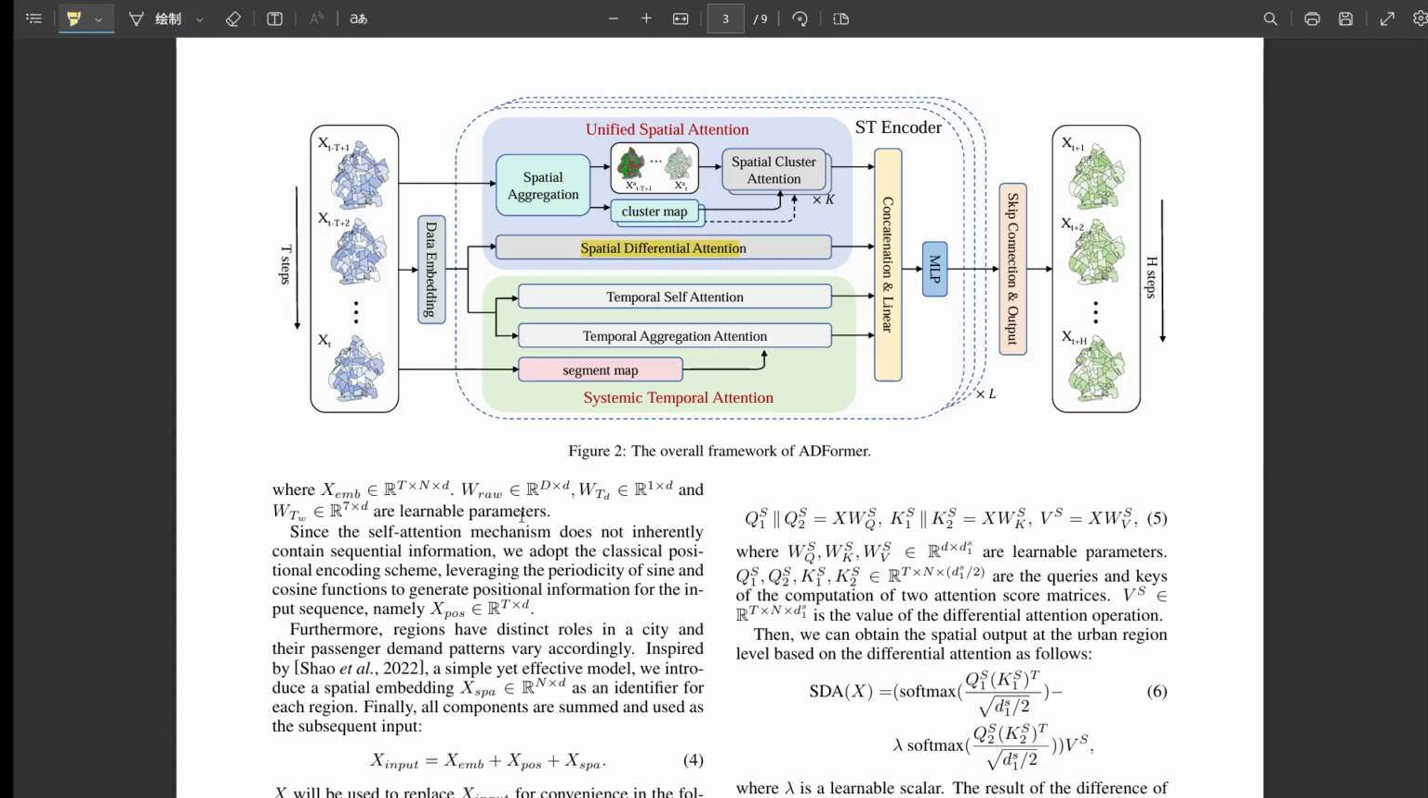So putting it all together, the ADFormer architecture starts with the input data: demand history, plus things like time of day, day of week features, maybe some kind of positional encoding for time, and a learned embedding for each spatial region. Right, that initial embedding step sets things up. And then this data flows through a stack of encoder layers. Each layer uses this combination of spatial differential attention for denoising local links, spatial cluster attention for functional group links, and the systemic temporal attention for multi-level time patterns. Exactly.